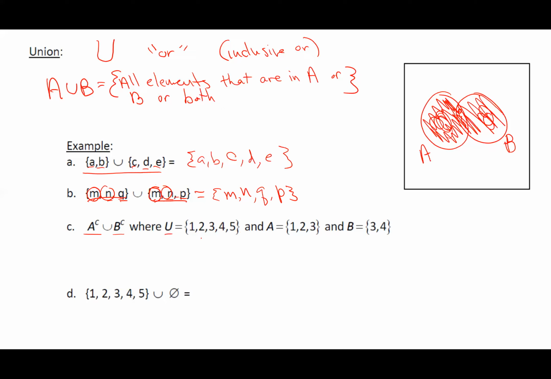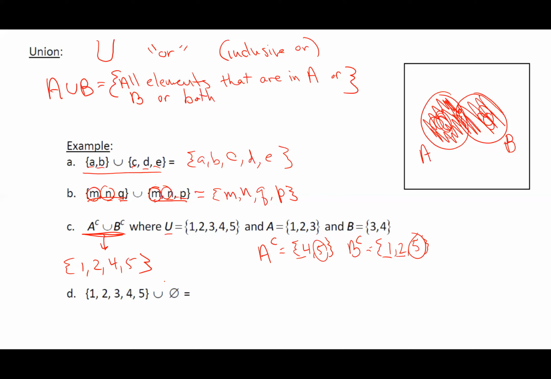Now I want to find A complement union B complement. U, my universal set, is 1, 2, 3, 4, 5. A is 1, 2, 3, so what's A complement going to be? Well, 4, 5. B is 3, 4, so what's B complement going to be? 1, 2, 5. So now, A complement union B complement is going to be 1, 2, 4, 5.